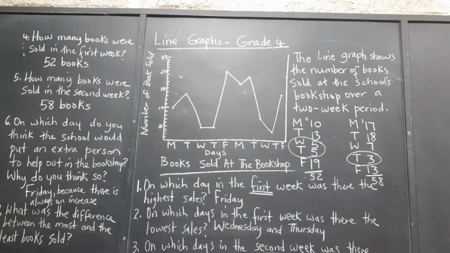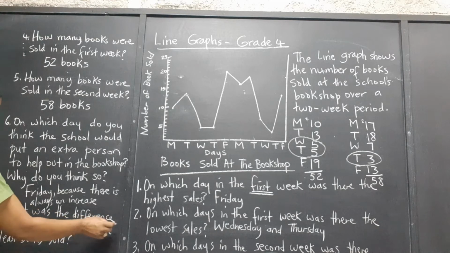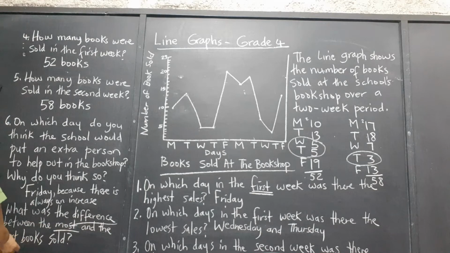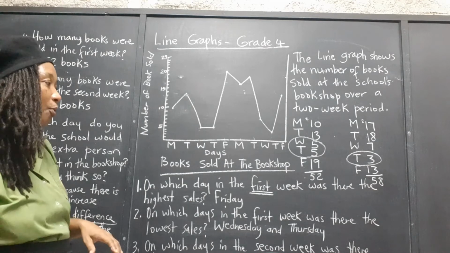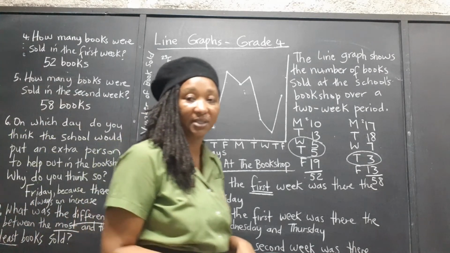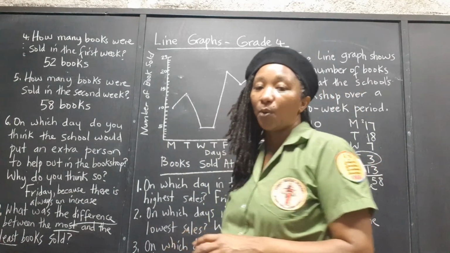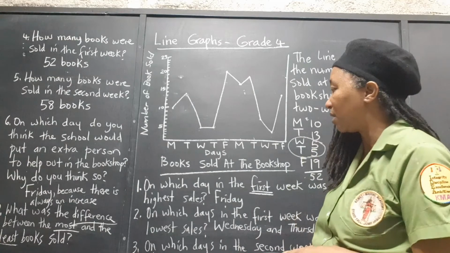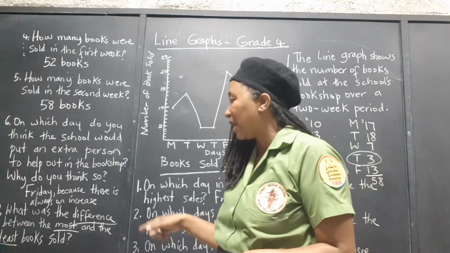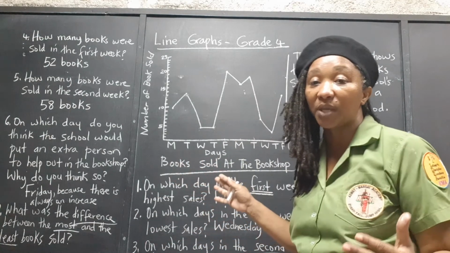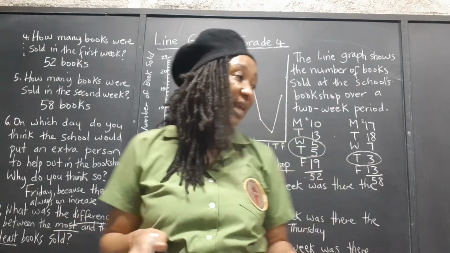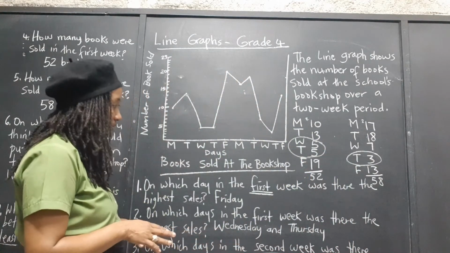Alright, so number 7. What was the difference between the most and the least books? Whenever we're asked to find the difference, we know that we're asked to subtract. And they want us to find the difference between the most and the least over the 2-week period. Over the entire 2 weeks.